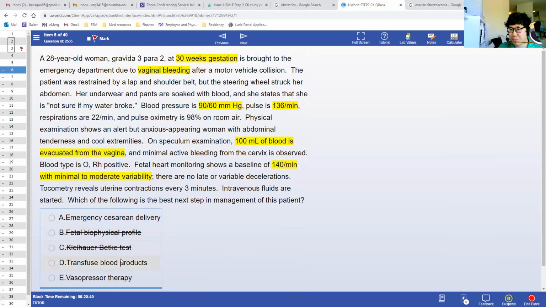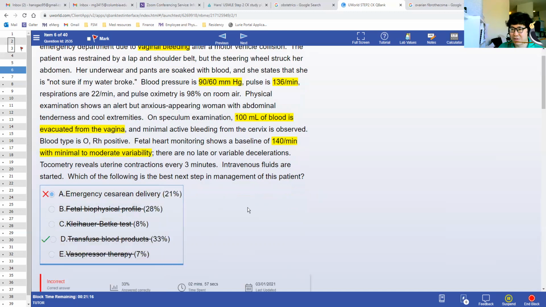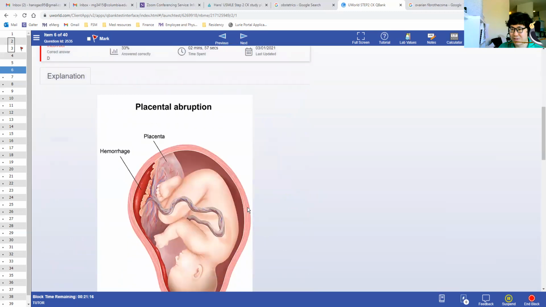Transfused blood products, maybe. She seems to be kind of hypotensive and tachycardic. Probably wouldn't transfuse her right away. I don't think this is a next step per se, although she might require this later on. She definitely requires fluids, and those already have been started. Vasopressor therapy, no. She's obviously hypovolemic. Giving pressors is not going to really fix that problem. So I guess the only thing it would be is emergency C-section then. Let's see if this is right. Nope, it's not. Do not do an emergency C-section.